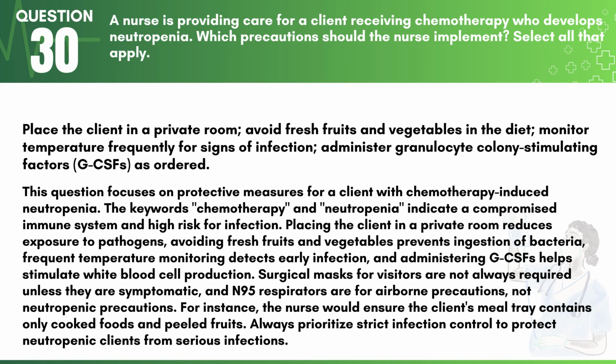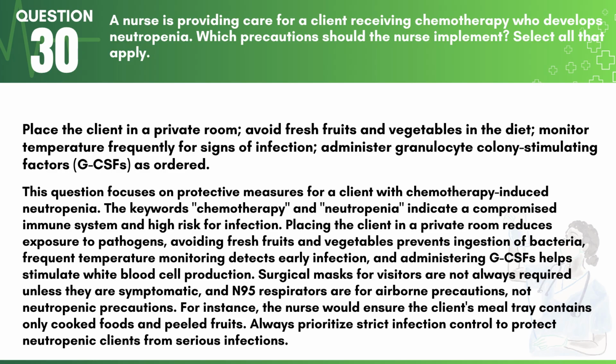Answer. Place the client in a private room, avoid fresh fruits and vegetables in the diet, monitor temperature frequently for signs of infection, administer granulocyte colony stimulating factors, GCSFs, as ordered. This question focuses on protective measures for a client with chemotherapy-induced neutropenia. The keywords chemotherapy and neutropenia indicate a compromised immune system and high risk for infection.